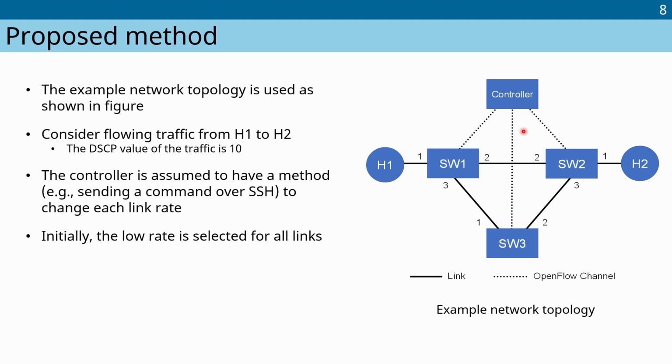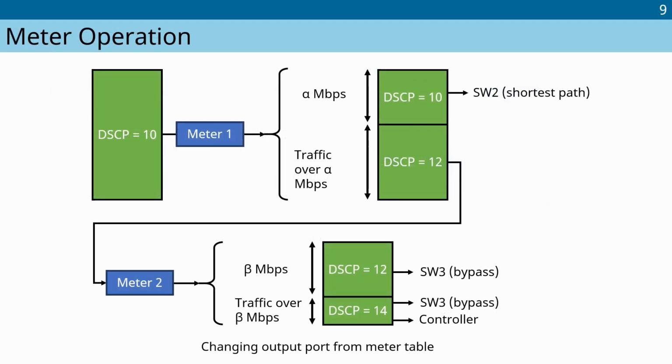Now, when H1 sends the traffic to H2, there are two paths. One is the shortest path, and the other one is a bypass through switch 3. In this example, H1 sets the DSCP value of all its packets to 10 to send these packets over the shortest path. This diagram shows the control for the traffic at switch 1 with the meta tables.